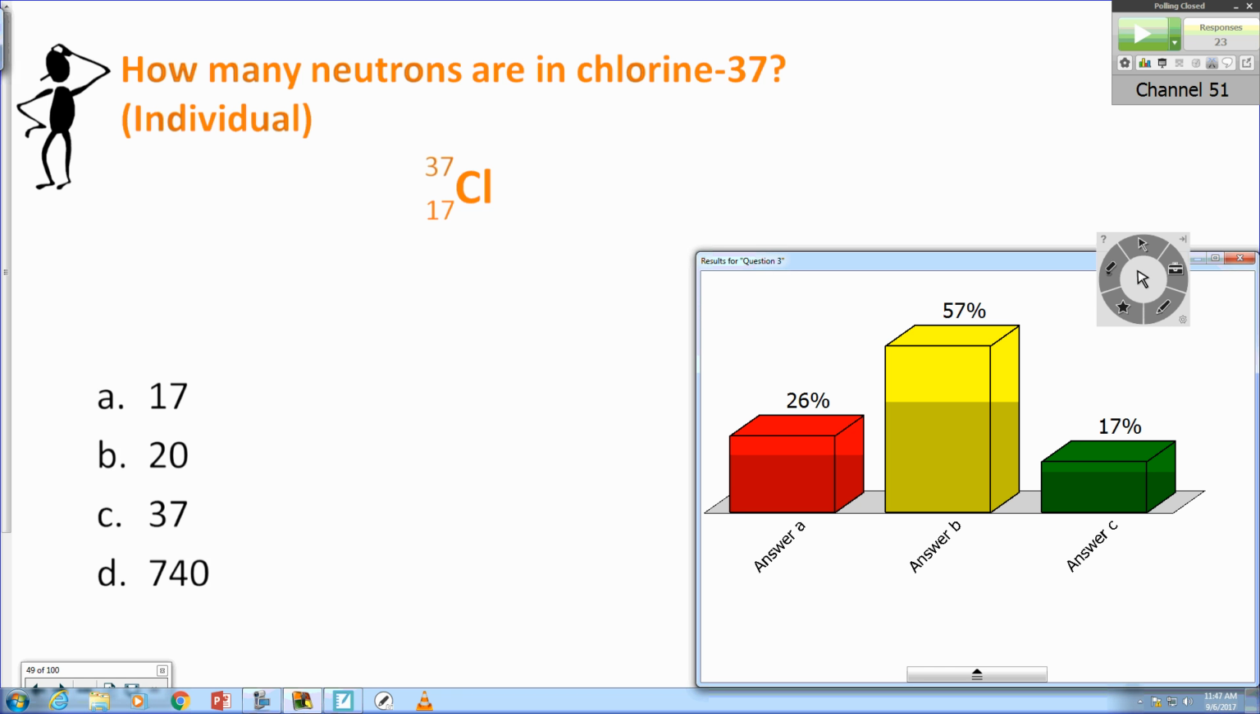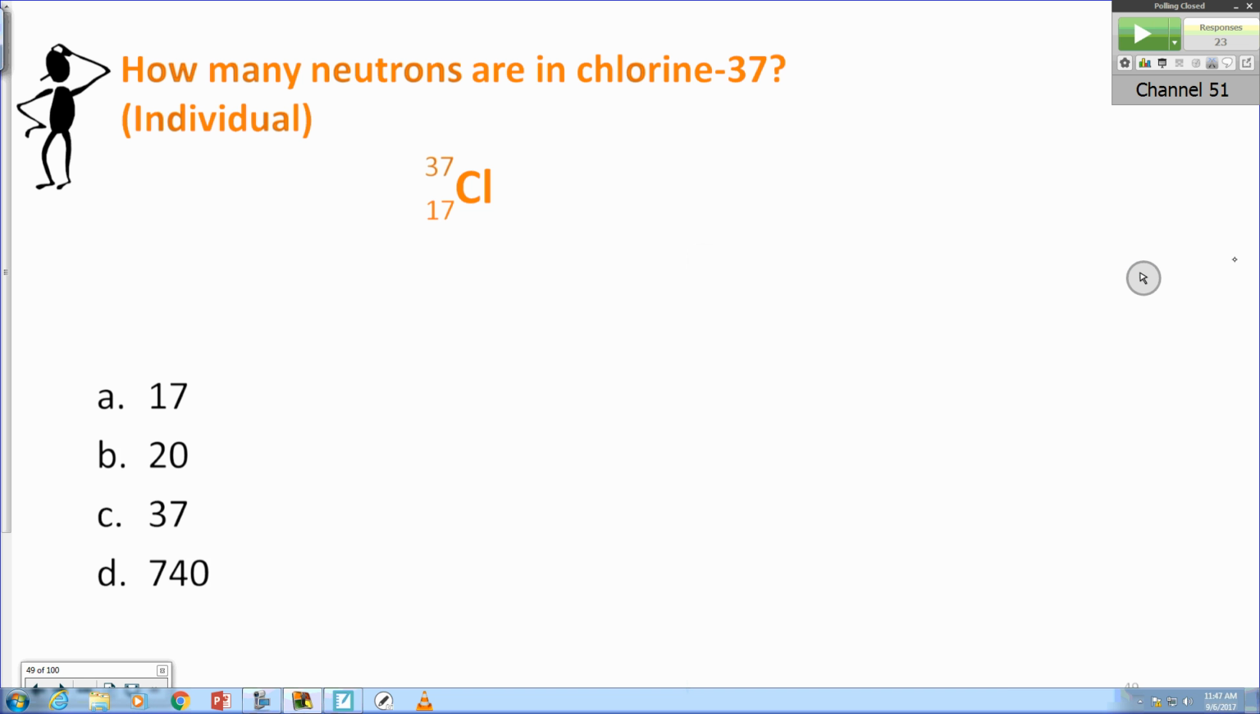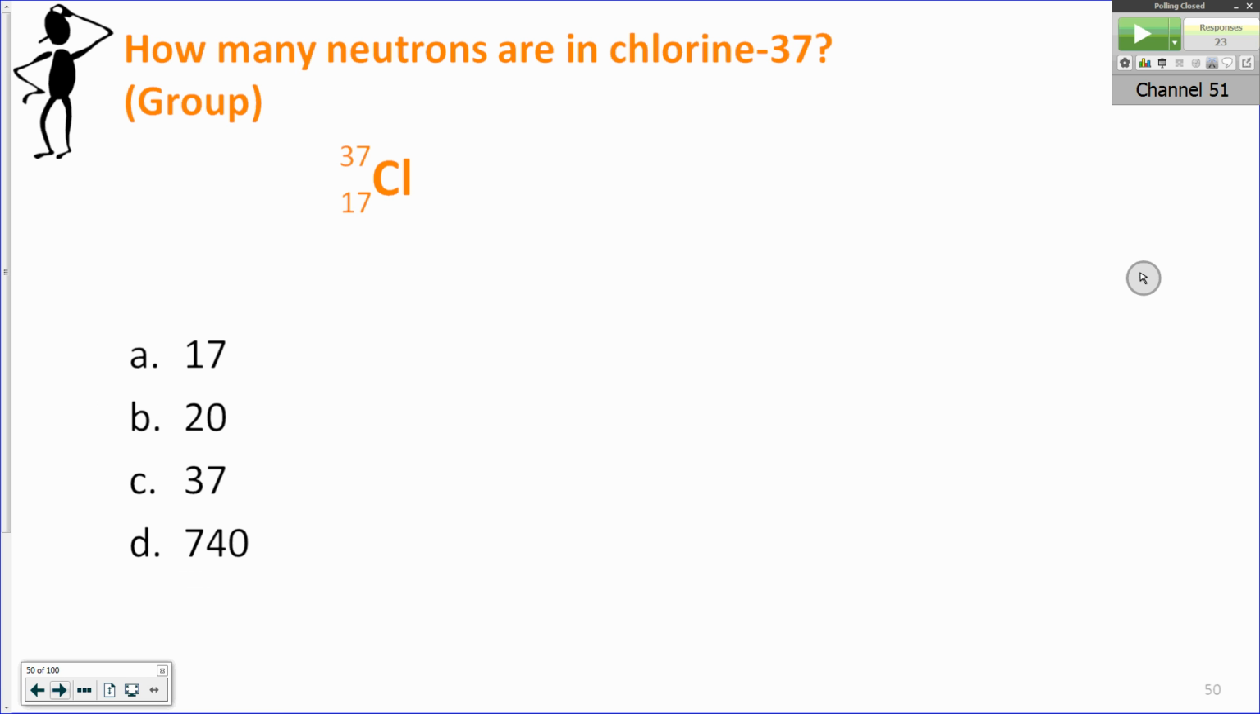All right. We varied greatly between answers A, B, and C. The most predominant answer was B, but A and C are a little bit similar to one another. So let's talk to a neighbor and figure out what the correct answer is.